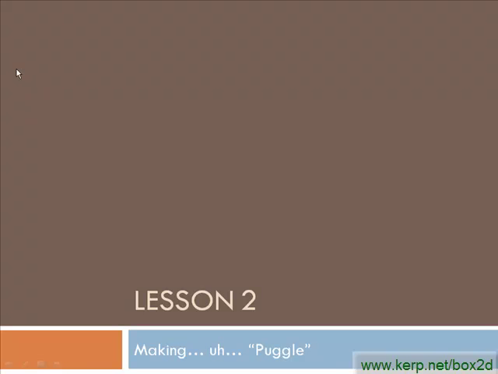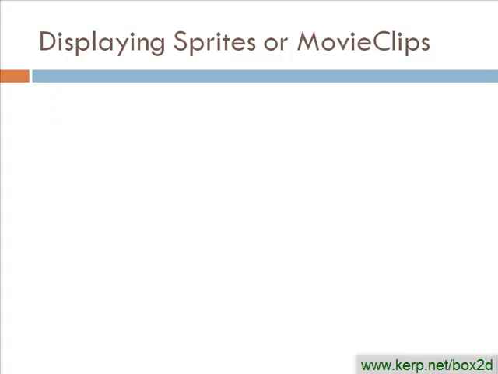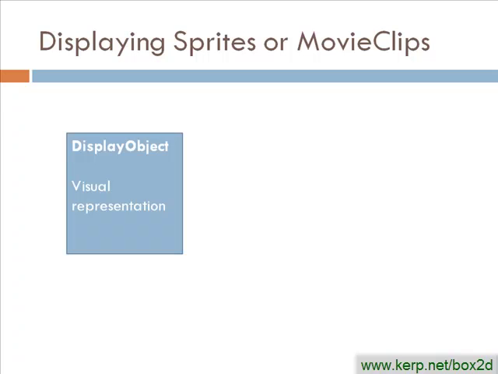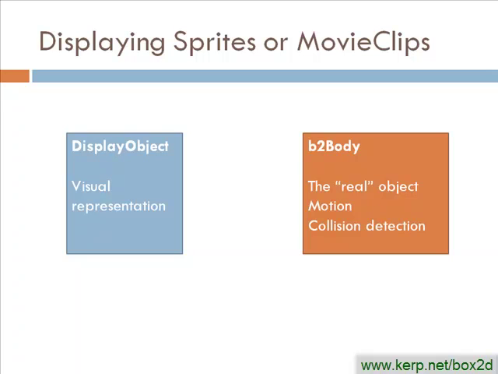So now that we know how to attach some nicer looking sprites or movie clips to our B2 bodies, maybe it's time to talk about overall architecture for our game. So we know that to show a display object, like a sprite or movie clip, we basically have two parts. We have the display object, and that's the visual representation of the object in our game. And then we also have the B2 body, which is what I consider to be sort of the real object. This contains information about the body's motion and collision detection and all that sort of fun stuff.